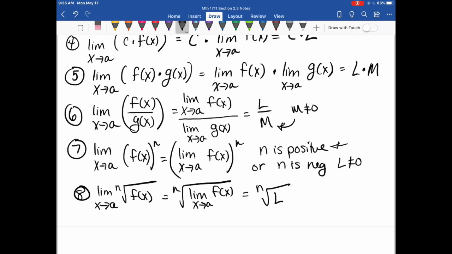But remember, you have to make sure that you don't get any negatives under even roots. Right? Because that would walk us into the territory of imaginary numbers. So we want to make sure that if I take the square root or the fourth root of something and my limit is negative, that's going to cause a problem. So I want to make sure that my limit is positive if it's an even root, or it can be negative if n is odd.